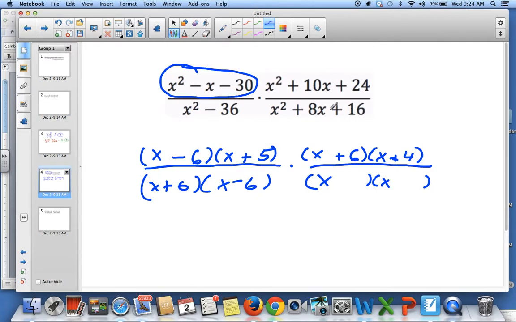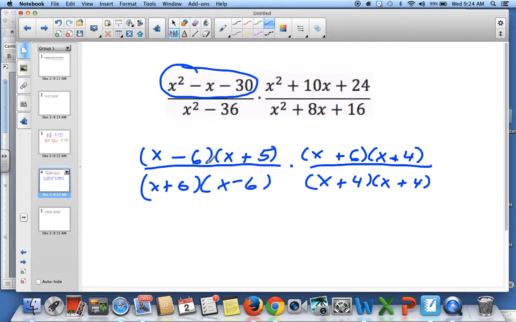16 is 4 times 4. That works out perfectly. And then I put a plus and a plus. So just factoring is what we have. Now we have things that are factored. So up here we had things added or subtracted. Now we have things that are multiplied.